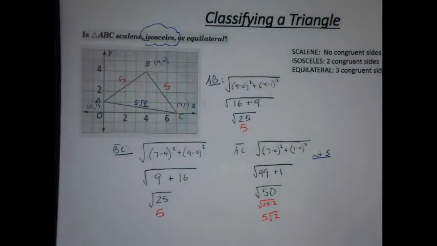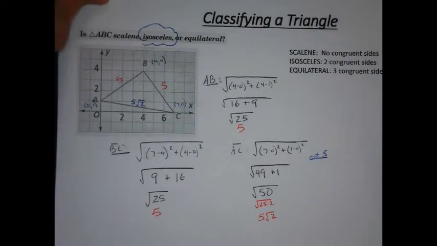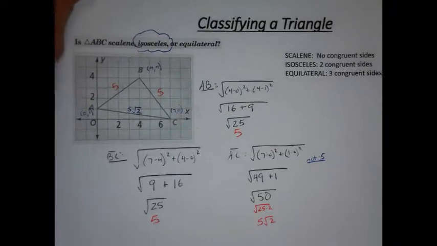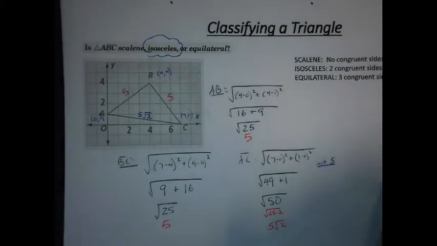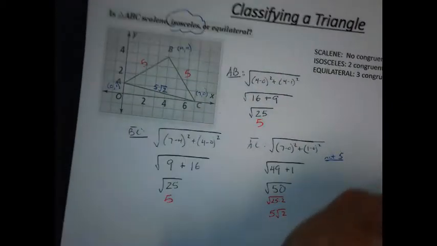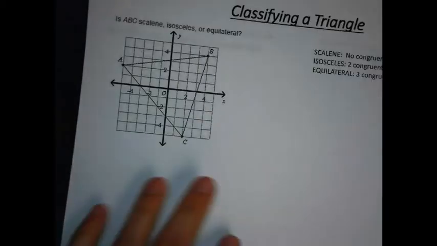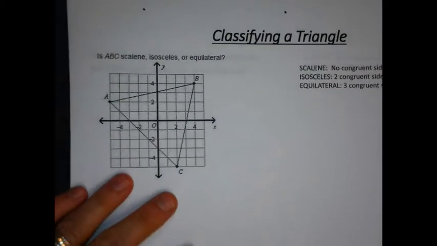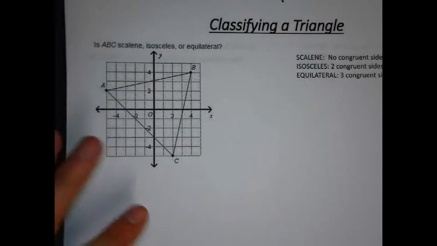Are we done yet? Nope. We're going to do it again. Let's see how fast we can start doing this stuff. So let's do another example, and then we'll see if we can do it a little bit quicker. We're going to classify this triangle now. Is it scalene, isosceles, or equilateral?